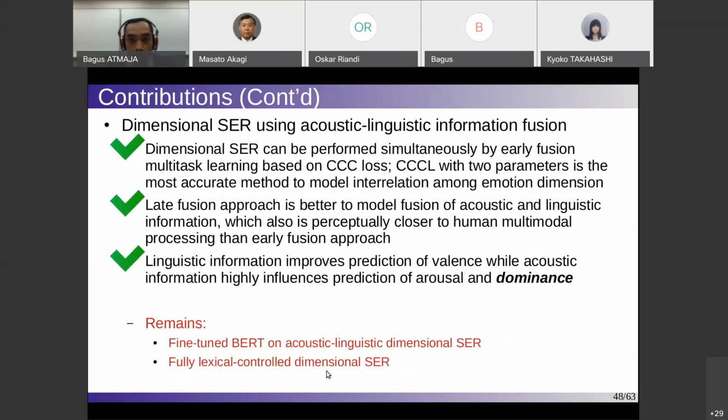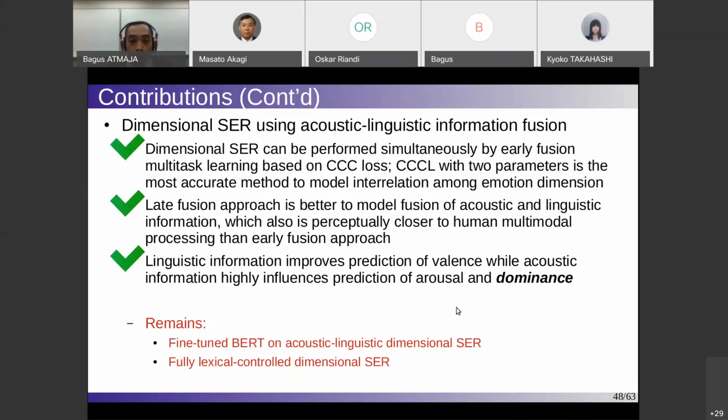And for fusion of acoustic and linguistic, this study contributes several insights. The first is we can simultaneously predict valence, arousal, and dominance by using multitask learning based on CCC loss. And our model shows that the interrelation between valence, arousal, and dominance is better modeled by two parameters. And also we saw that late fusion approach is better than early fusion to model the fusion of acoustic and linguistic. And also the contribution of linguistic is to improve valence prediction, while acoustic highly influences arousal and dominance.